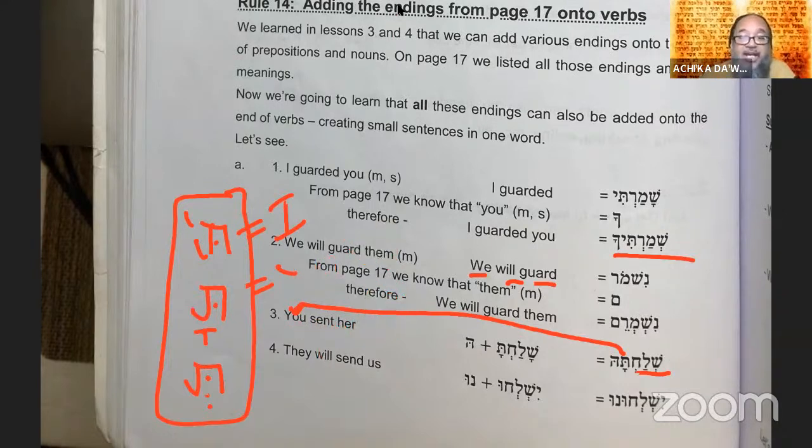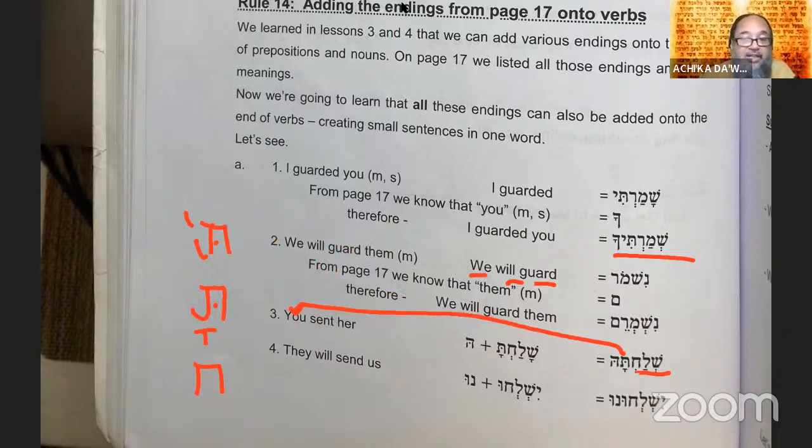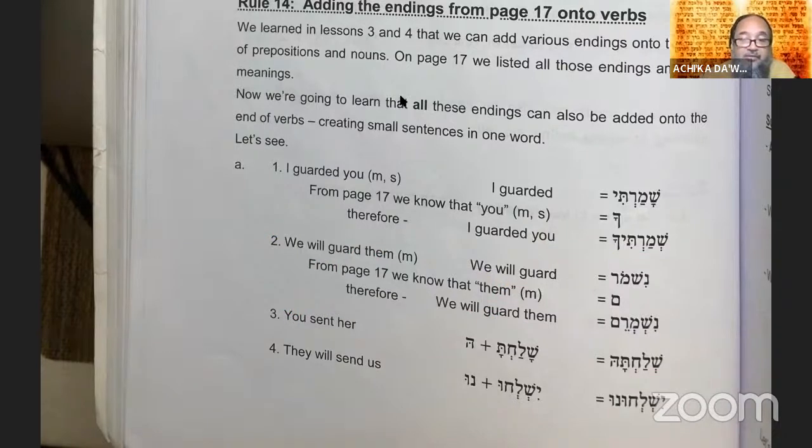And then what do we have for our ending for they will send? So here it is. This looks a little bit more confusing because you're like, man, look at all these letters. So what can we find for our root? Where's our root at? Give me the three letters of the root. Take a guess.